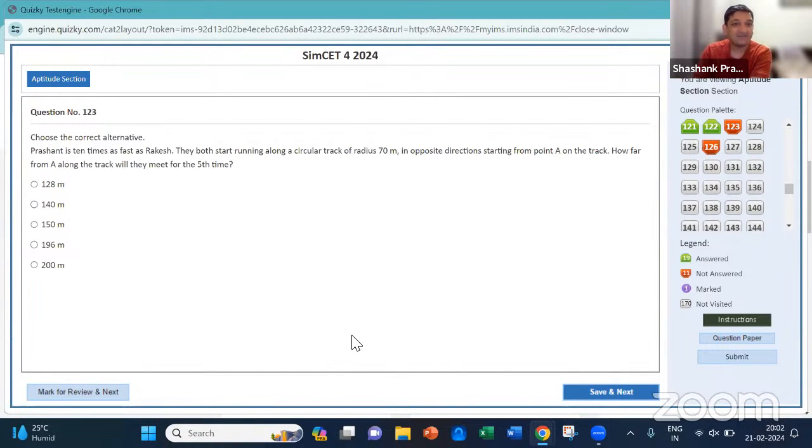Prashant is 10 times as fast as Rakesh. Both start running along a circular track of radius 17 in opposite directions from point A. How far along the track will they meet for the fifth time? ठीक है. So 10 times as fast as Rakesh.